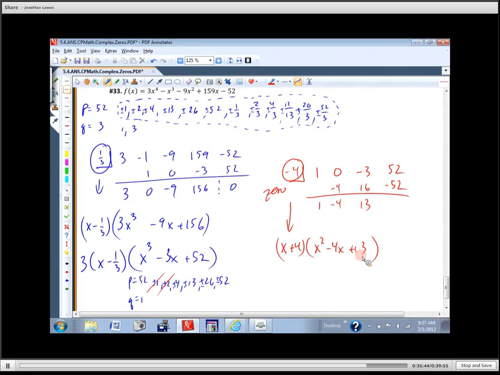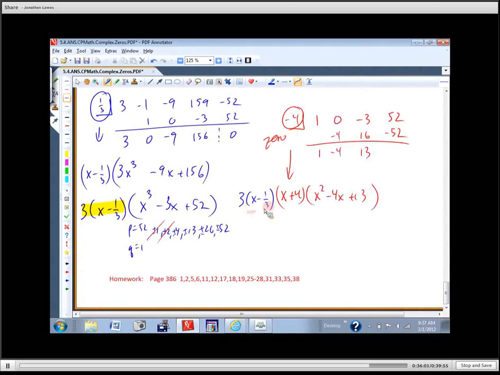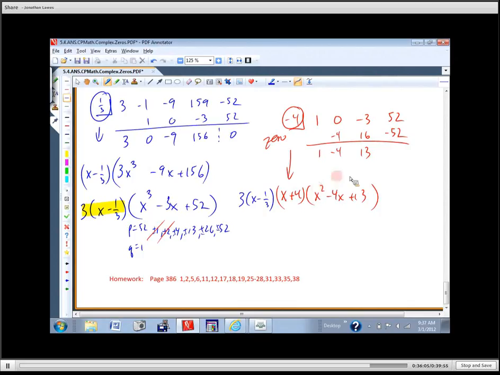Okay, am I leaving anything off for the time being? I left these guys right here. Okay, let's bring those back just so we don't lose track of them. So I've got a 3 and I've got an x minus 1/3 here. Okay? This is easy to find the 0. That's easy to find the 0. What do we need to do with this? This is our depressed polynomial now.